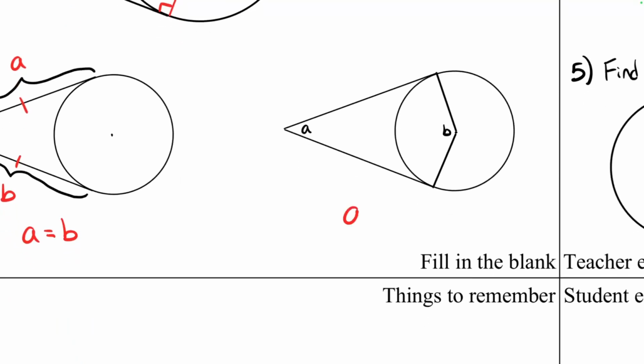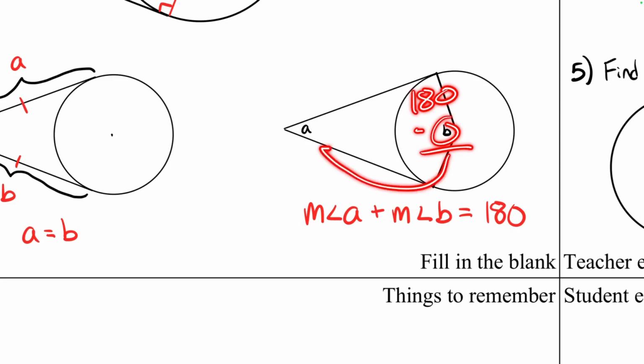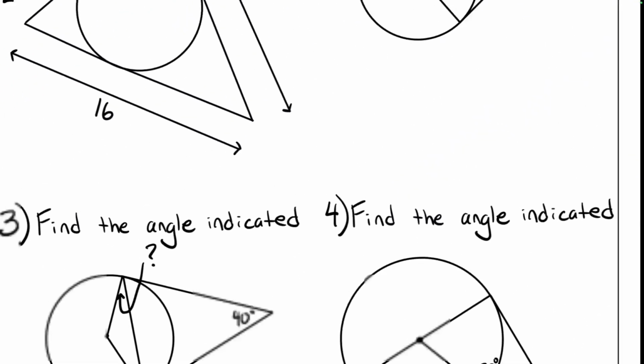And that's what I'm going to say down here. We know that if I add the measure of angle A with the measure of angle B, they add up to 180, which means if I have an angle here, do 180 minus this angle to get the other angle, or vice versa. If I have this angle and I do 180 minus this angle, I will get the other angle. So far, so good. Let's see how these get applied to problems.